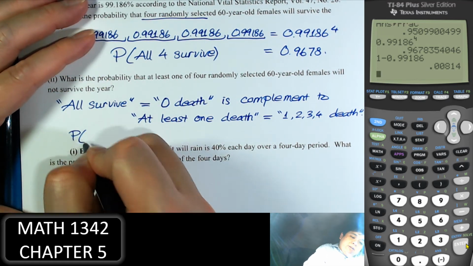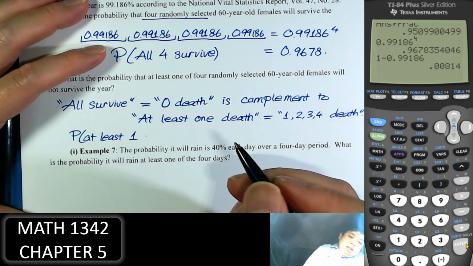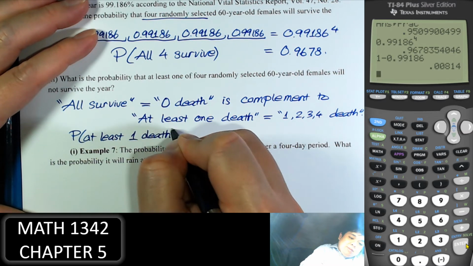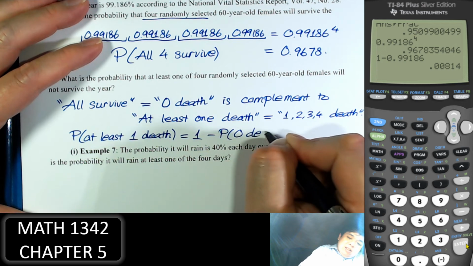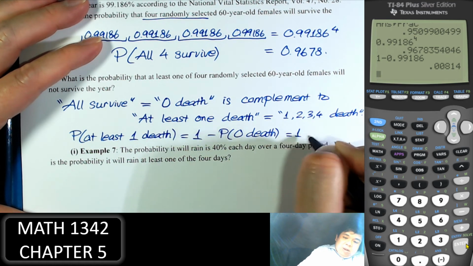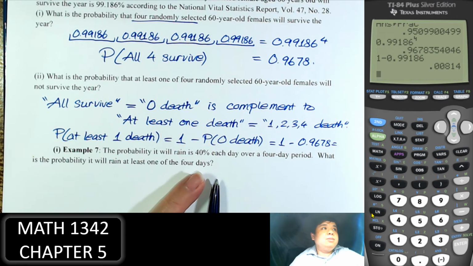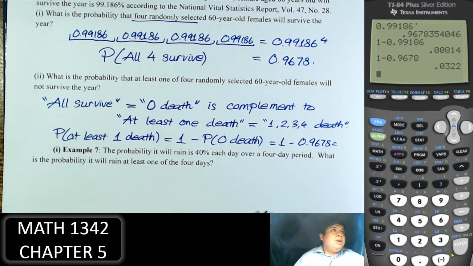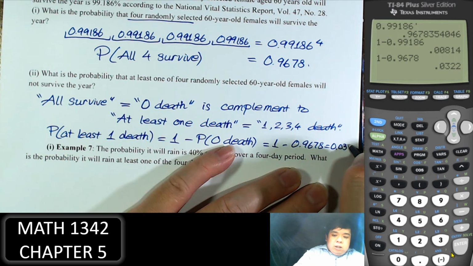So the probability of at least one not surviving, or just one death, is 1 minus the probability of 0 deaths. 1 minus this. So that's 0.0322.